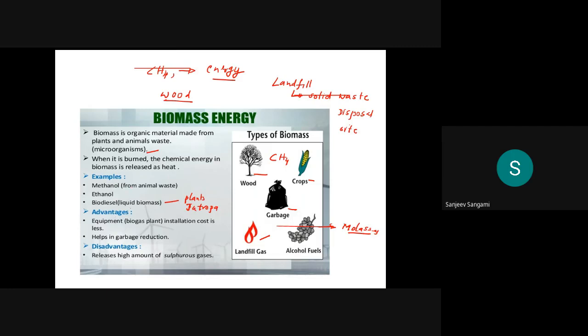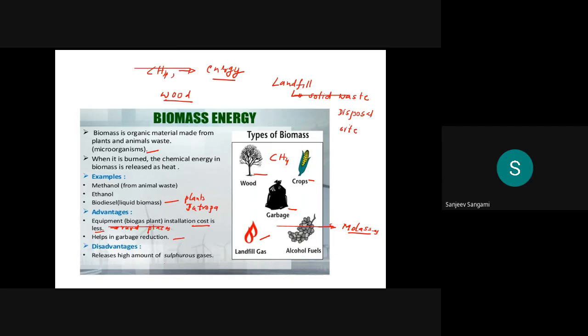Major advantages are that equipment like biogas plant installation cost is very less. This is very important. That is why it has been recommended even for rural places. It also helps in garbage reduction. This is very important. Whatever biodegradable waste you are converting into energy is the biggest contribution for the environment.